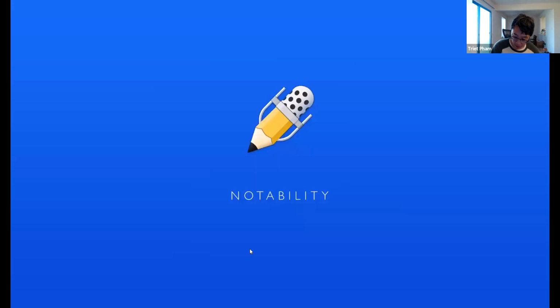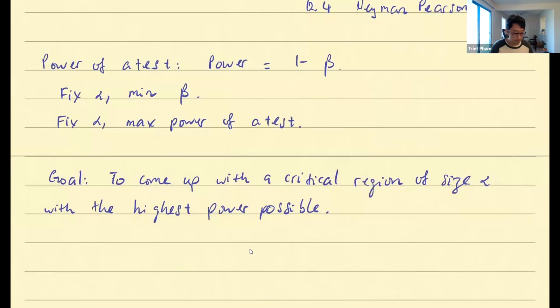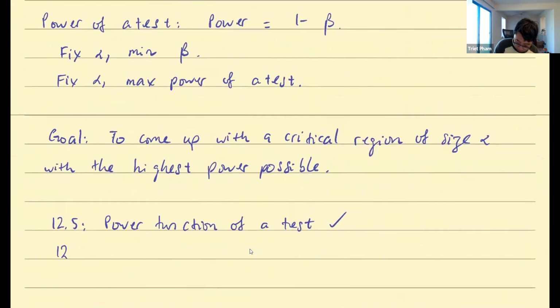All right, so now let's go back. We are done with 12.5, the power function of a test. We're good. So now 12.4, Neyman-Pearson lemma.